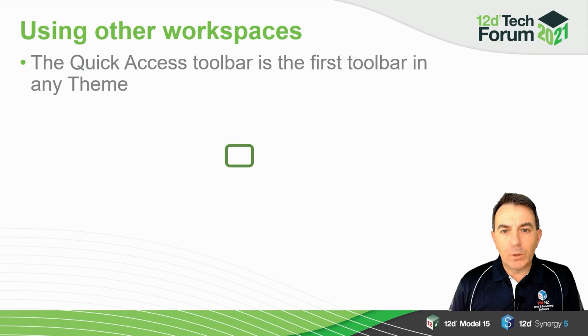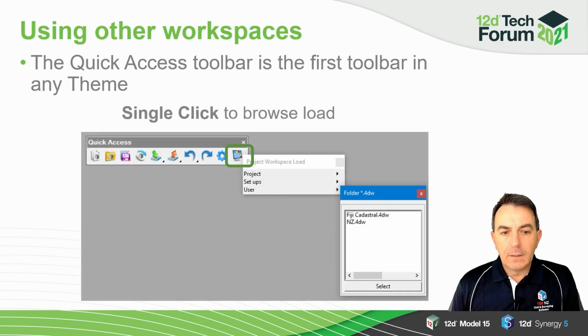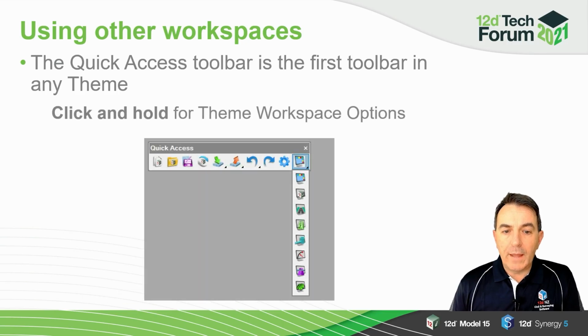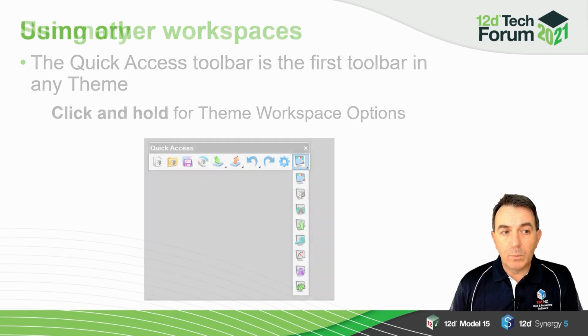The Quick Access toolbar is the first toolbar in any theme, and you can single click on that Quick Access icon to load either from the normal search path, the project, the setups, or the user. Now, if you click and hold on that last button on the Quick Access toolbar, you'll get access to either loading a custom theme, or you'll see all of the other workspaces for the different themes that are installed with 12D available on that toolbar.